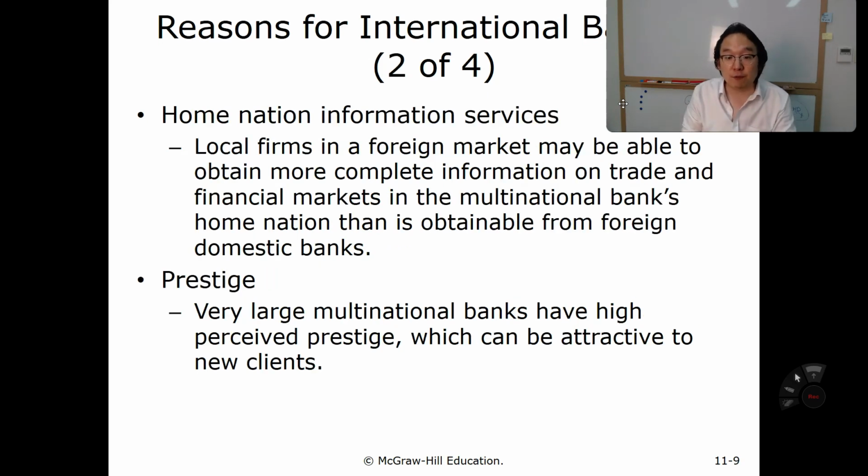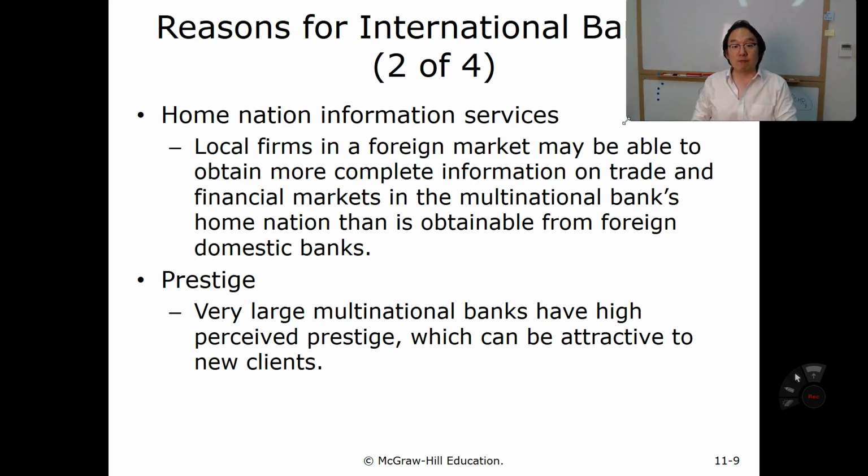Home nation information services, local firms, right? In a foreign market, a multinational bank may be able to obtain more complete information on trade and financial markets in its home nation than is obtainable from foreign domestic banks. So it's all about information. By having more international exposure, you can provide better information to your clients, corporate clients, right?